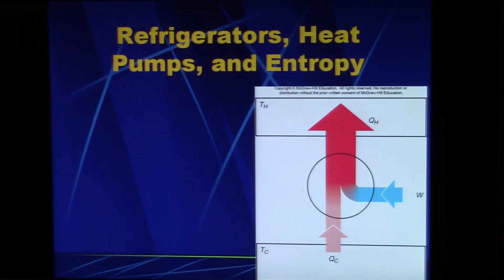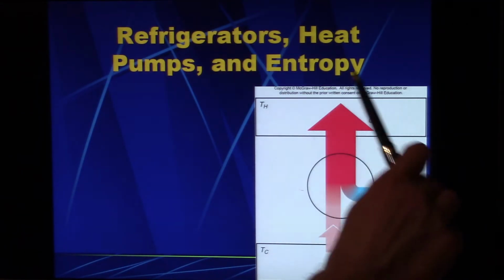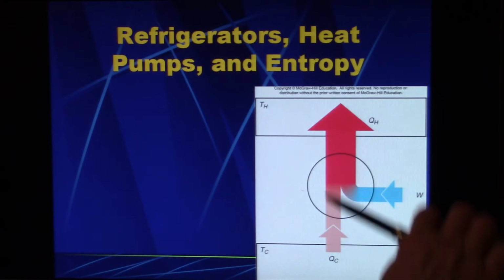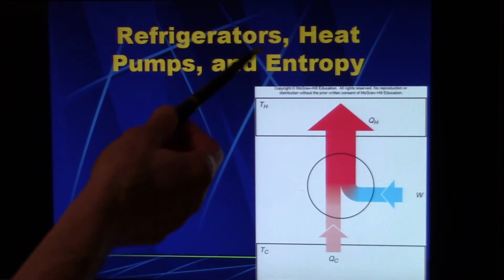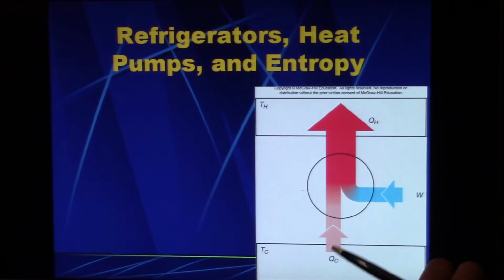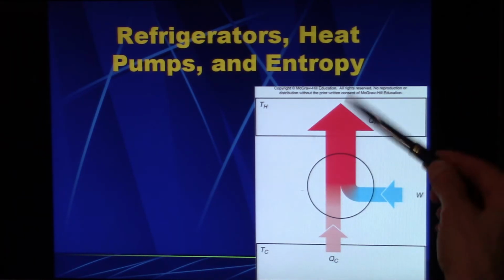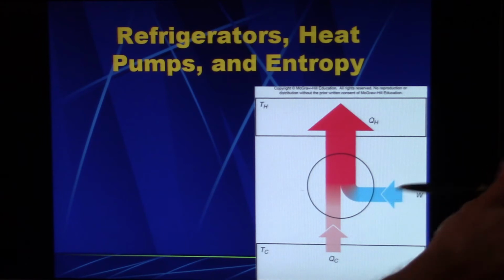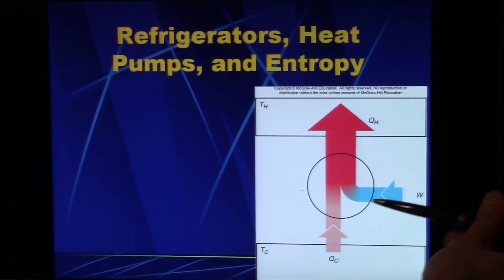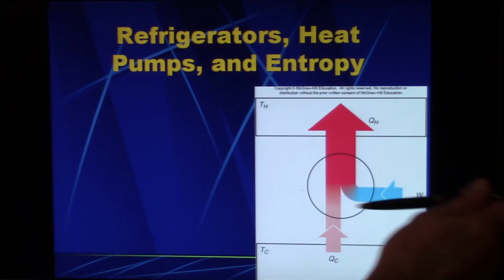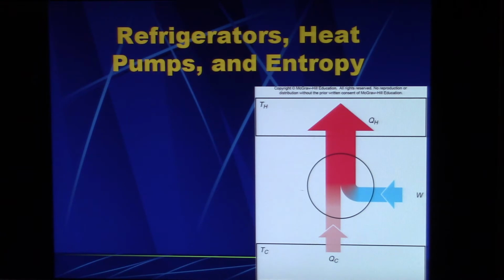Mine makes a lot of noise, it's kind of annoying. And so you have to put work into the system for your refrigerator to work. They call that a heat pump. It's not the natural flow. The natural flow would only be down in this direction, but you can make this work. Refrigerators work, obviously. I can make ice in my refrigerator. You have to put work into the system in order for that to happen. So that's what that's saying.